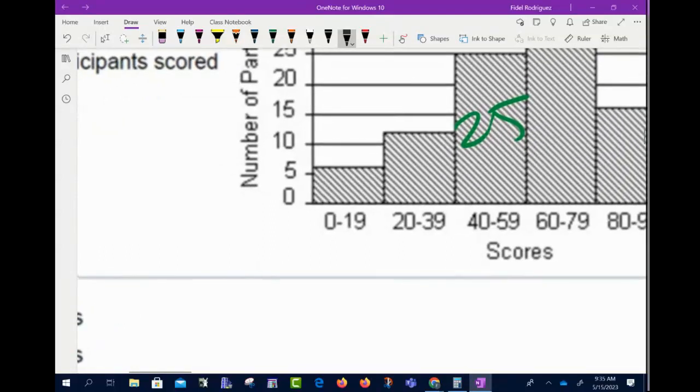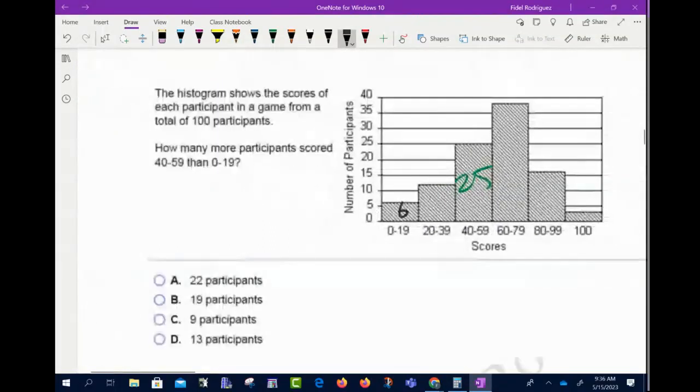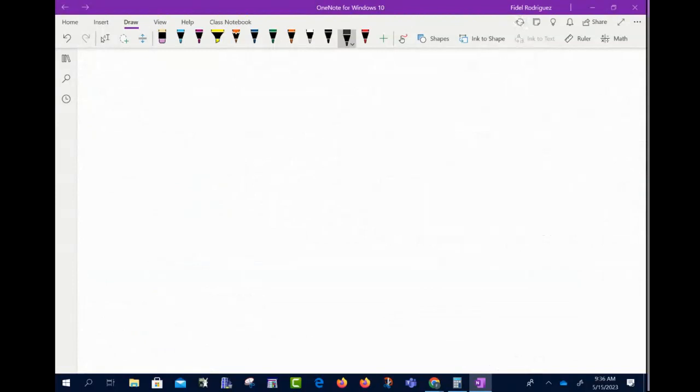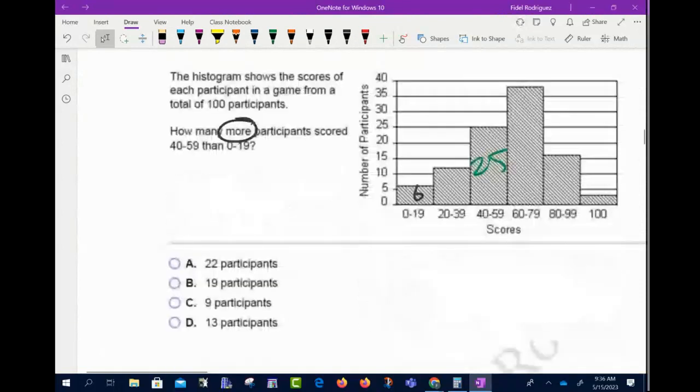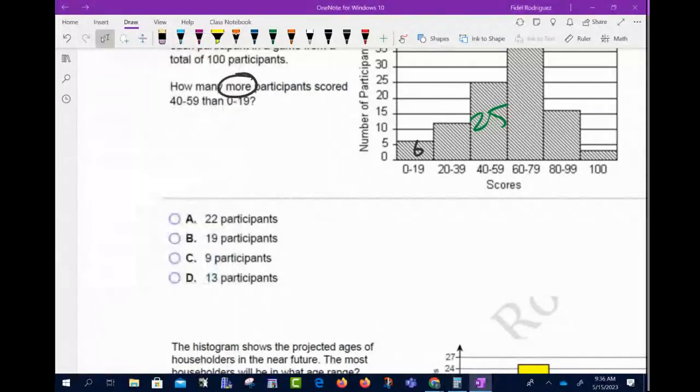Because this is just a hair above the 5. Now my question to you, y'all: if it says how many more, what are we supposed to do with those numbers? Subtract them, right? There we go. So we're going to take 25 minus 6, which is 19. There's our answer.